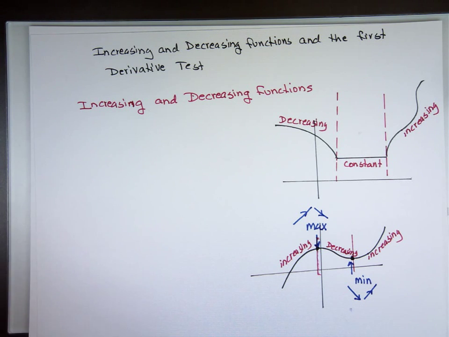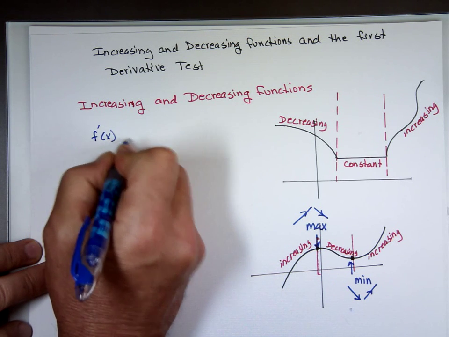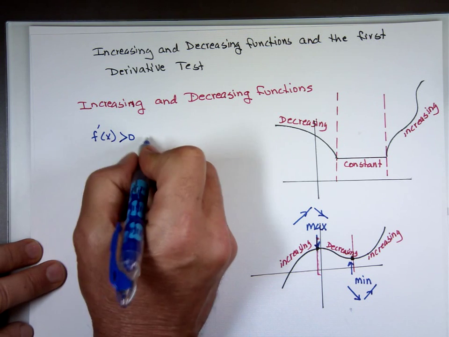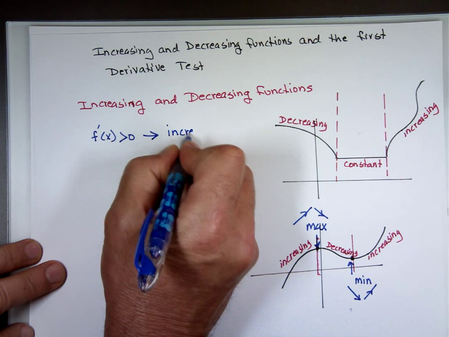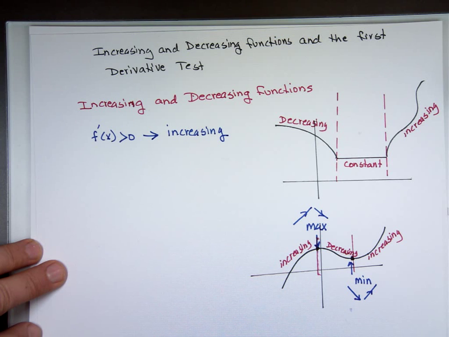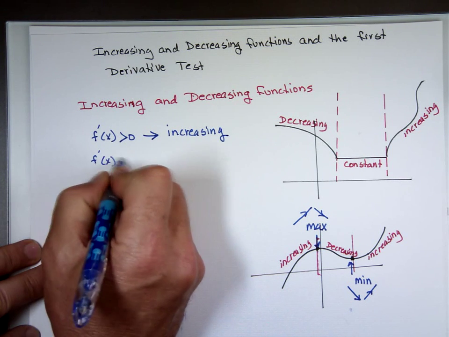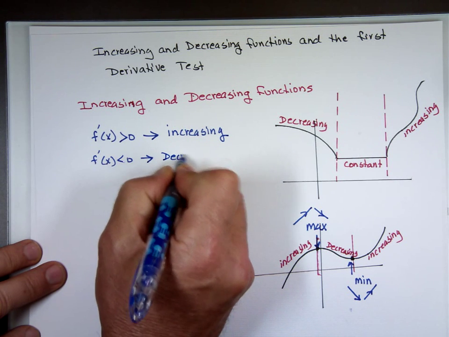How do we do that? We look at the derivative. If the derivative is greater than 0, the derivative is larger than 0, that tells you your function is increasing. If the derivative is less than 0, the function is what? Decreasing.